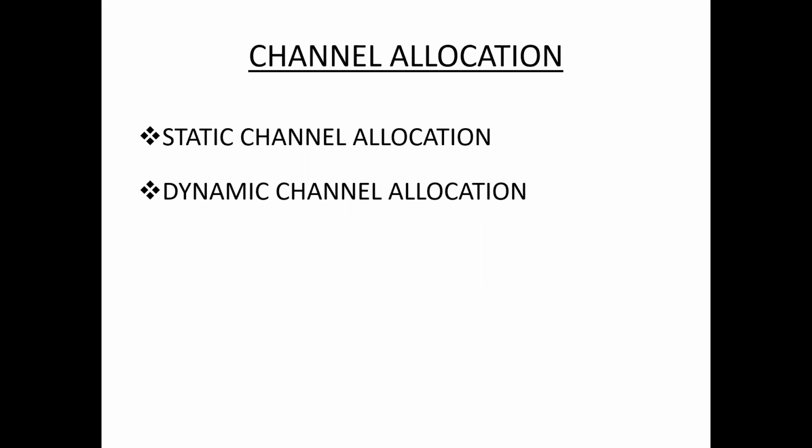Next, the second one, dynamic channel allocation. When more than one user desires to access a shared network channel, an algorithm is deployed for the channel allocation among the competing users. Dynamic channel allocation encompasses the schemes where channels are allotted to users dynamically as per requirements from a central pool. These are the two types of channel allocation.